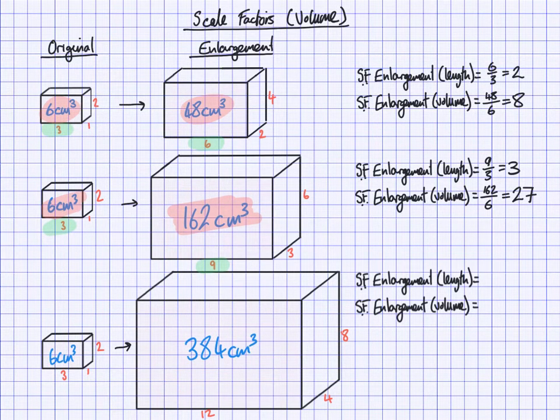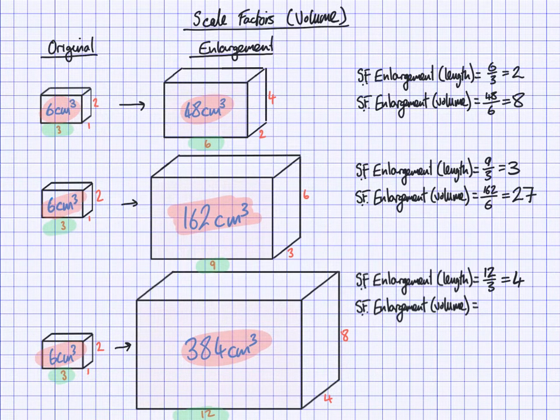So starting to compare our various parts here, we have lengths of 3 and 12 down at the bottom here. So our enlargement scale factor for length is going to be 12 over 3, which simplifies to 4. And for the enlargement scale factor for volume here, we're going to be looking at the 6 and the 384. So quite an enlargement there.